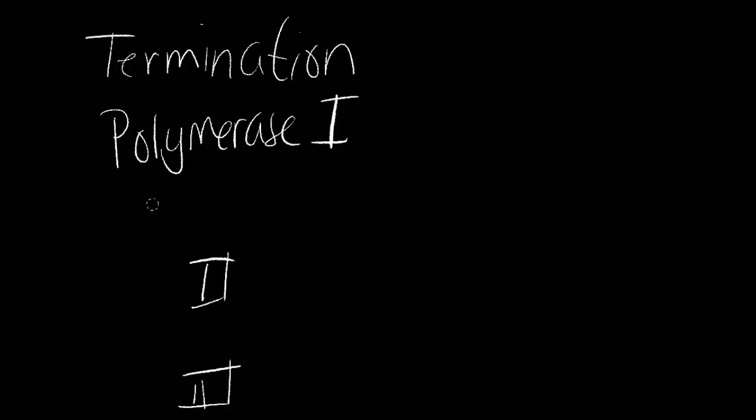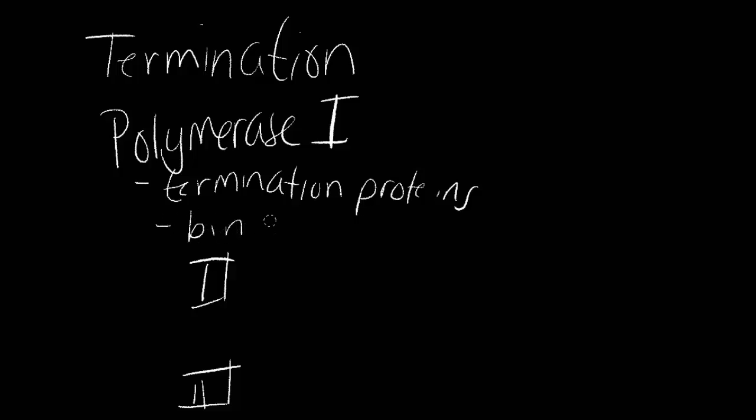So the only thing I can mention about polymerase 1 is that for it to finish, it's going to require termination proteins. And what this means is that these termination proteins are going to bind to the DNA, and this is practically going to stop our polymerase. So now we're going to put kind of like a little stop sign here. It's going to say stop, and it's going to stop our polymerase.